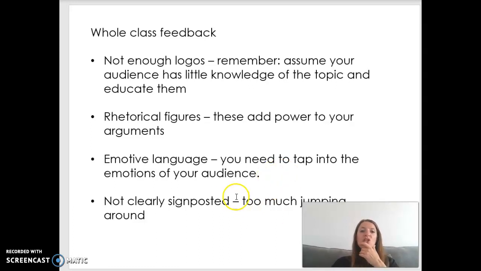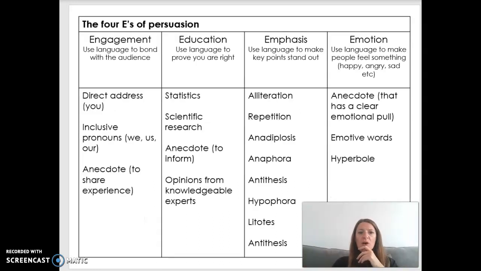And the other one is a more general point about signposting your speech. I've read a couple that are a bit jumpy. 1 minute you're talking about one thing and then it's jumped onto another topic and I get a little bit confused where it's going. Signposting is essential. So what I've created to help you address those issues is the 4 E's of persuasion. So I've suggested that the 4 things you want to achieve in order for a persuasive speech, letter, article, anything to be effective is engagement, education, emphasis and emotion.